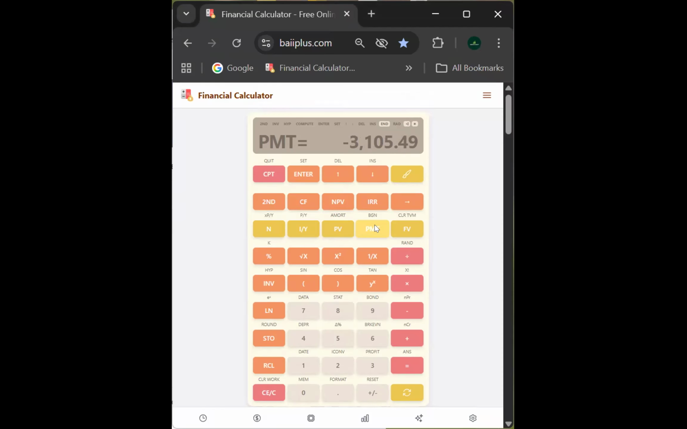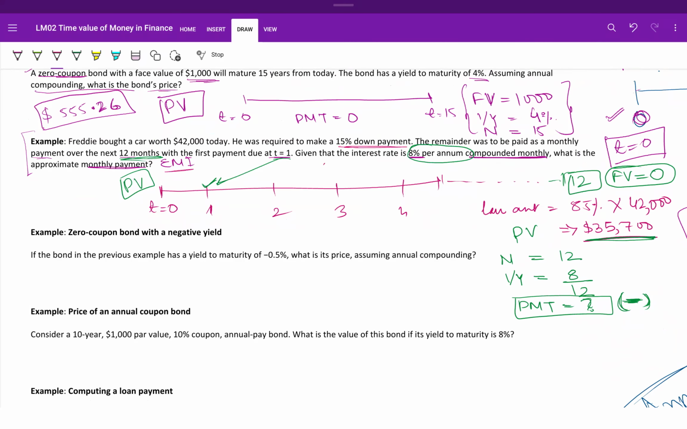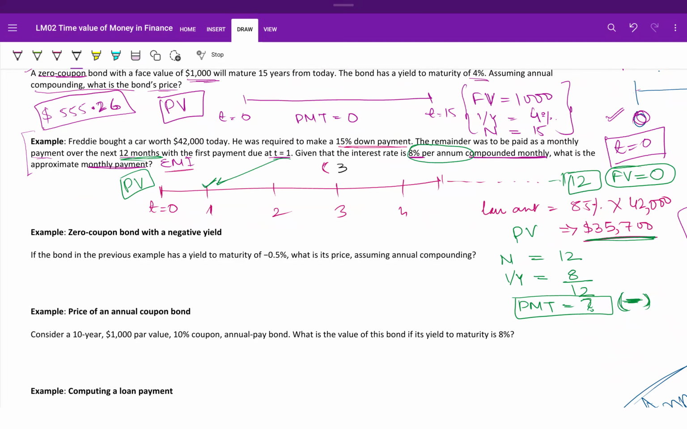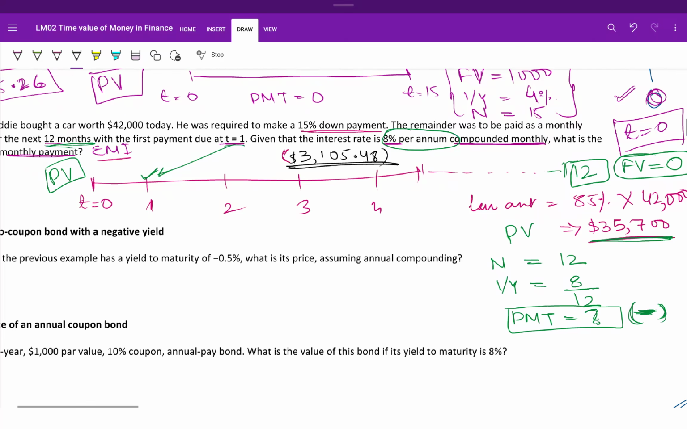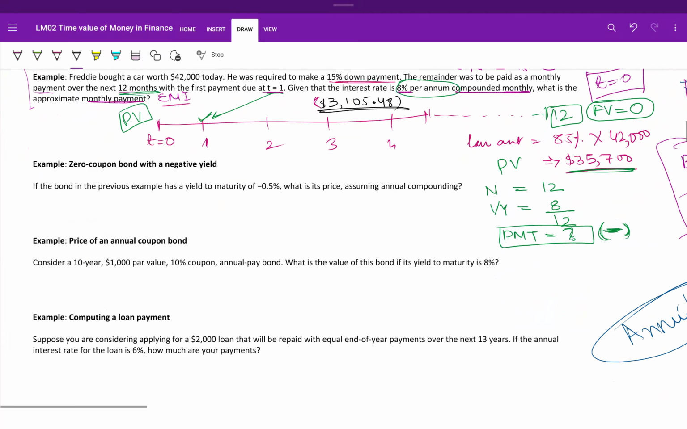So every month, Freddy needs to pay 3,105.48 as an EMI, shown as a negative number. It has gotten a little messy here, but I hope you still understood what I'm trying to convey.